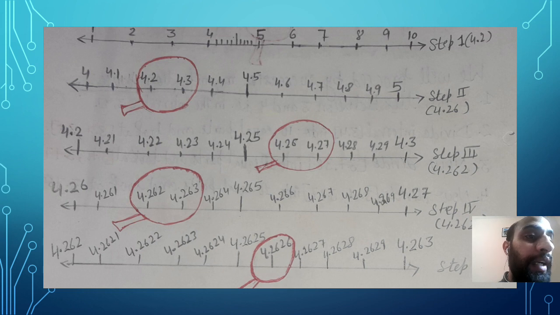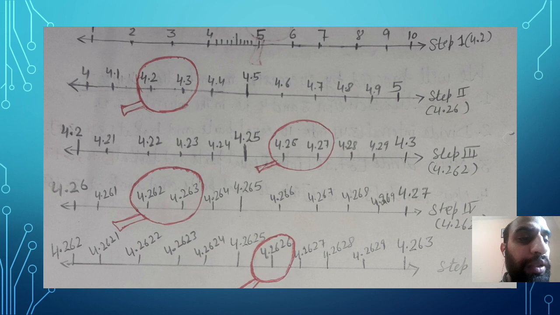Now next, what is the next digit after 2? It is 4.26. That means it is greater than 4.2 and less than 4.3. That means we need to divide 4.2 and 4.3 also into 10 equal parts. So let's start dividing 4.2 and 4.3 into 10 equal parts. That means 4.21, 4.22, 4.23, 4.24, 4.25, 4.26, 4.27, 4.28, 4.29 and 4.3.